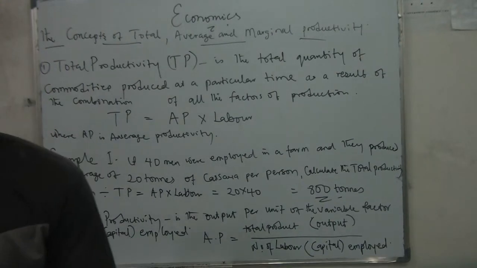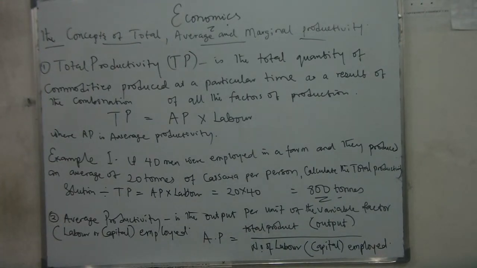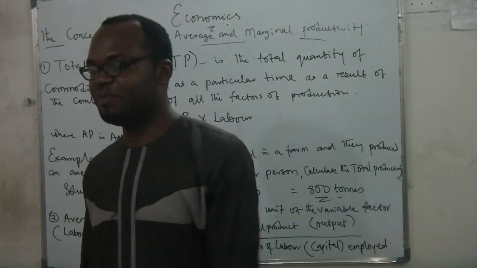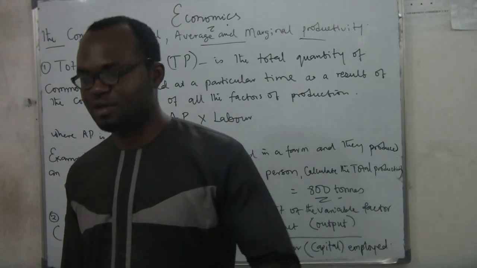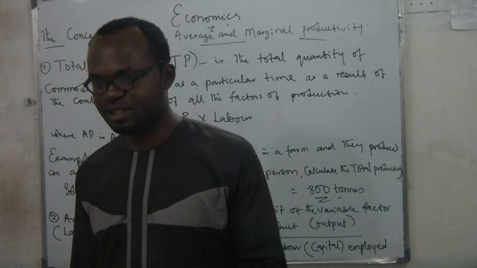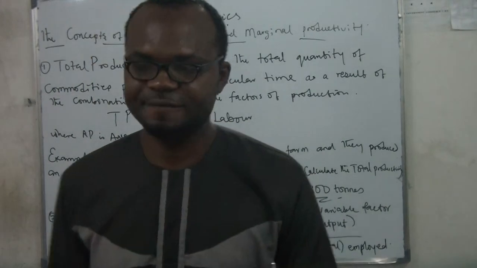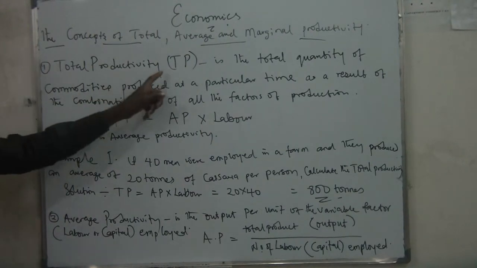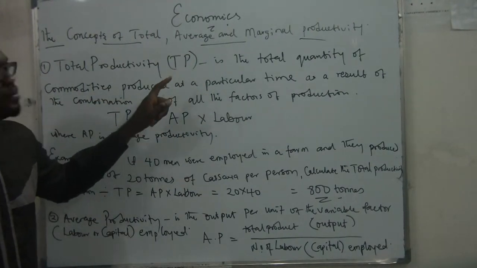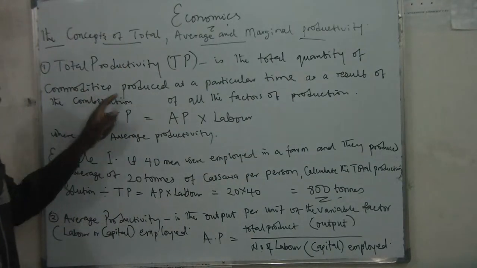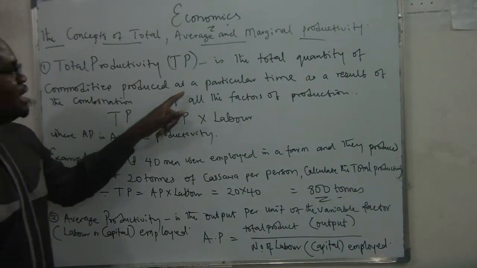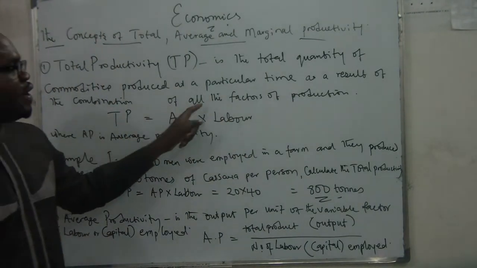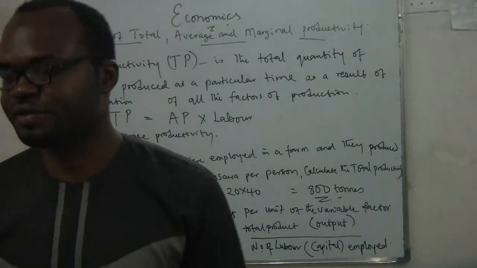Productivity is the quantity of something that is produced. If somebody says that you have very high productivity, that means you are making output, you are producing plenty of things, isn't it? You understand? So now, what is total productivity? Total productivity, TP, is the total quantity of commodities produced at a particular time as a result of the combination of all the factors of production.